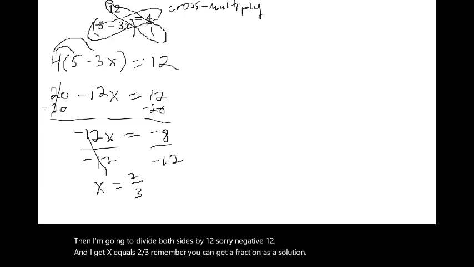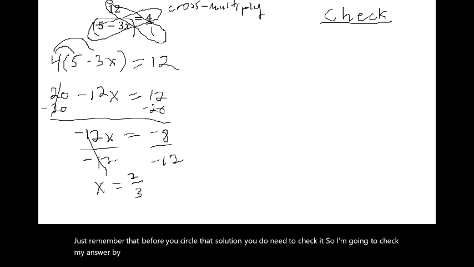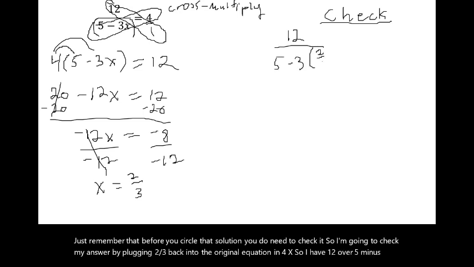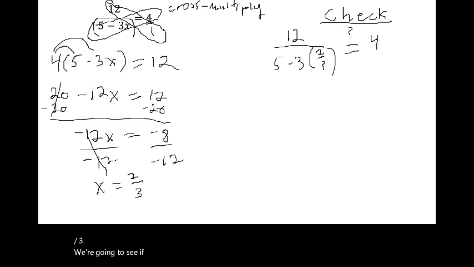Just remember that before you circle that solution, you do need to check it. So I'm going to check my answer by plugging 2/3 back into the original equation in for x. So I have 12 over 5 minus 3 times 2/3. We're going to see if that equals 4.